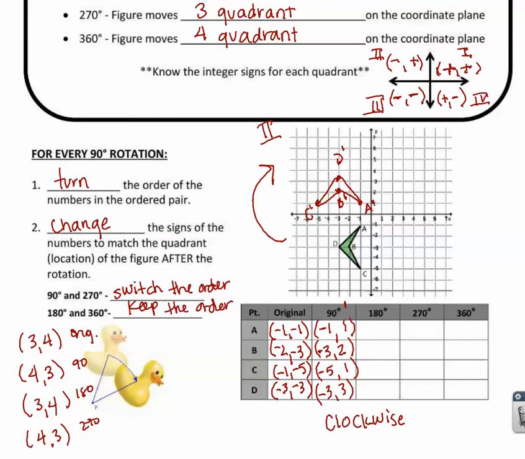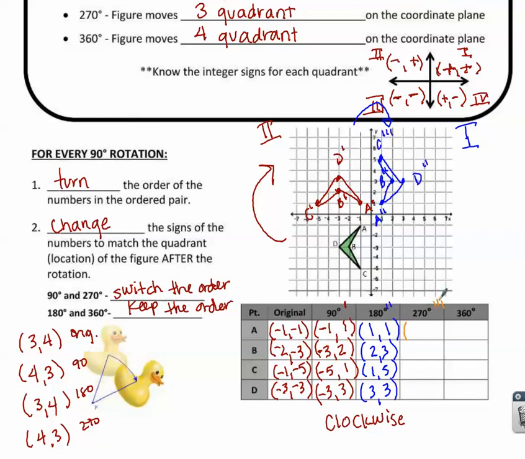Now let's look at 180 degrees. You're going to flip your numbers again. So I'm going to have a 1 and a 1. And you're going to end up in the first quadrant where all signs are positive. So I'm going to rotate. This will be 2, 3, 1, 5, and 3, 3. So now let's plot these.